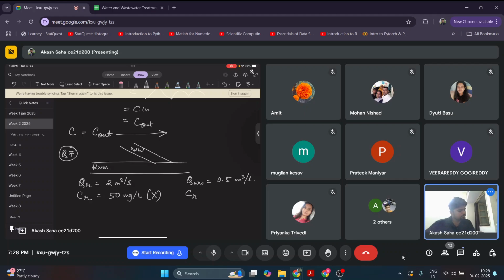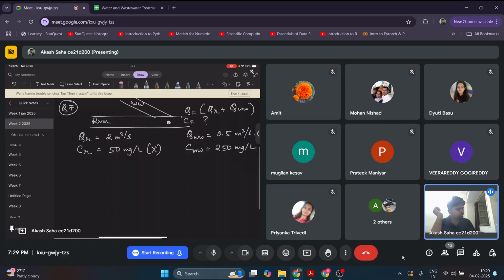And the concentration of the wastewater is given as 250 milligram per liter. So this is the case. And what was the formula which I told you? Suppose this is the point of mixing. Here the flow rate is QF and the concentration is CF. So what will be my QF? QF will be QR plus QWW. So both of them will add, and CF we have to find out.